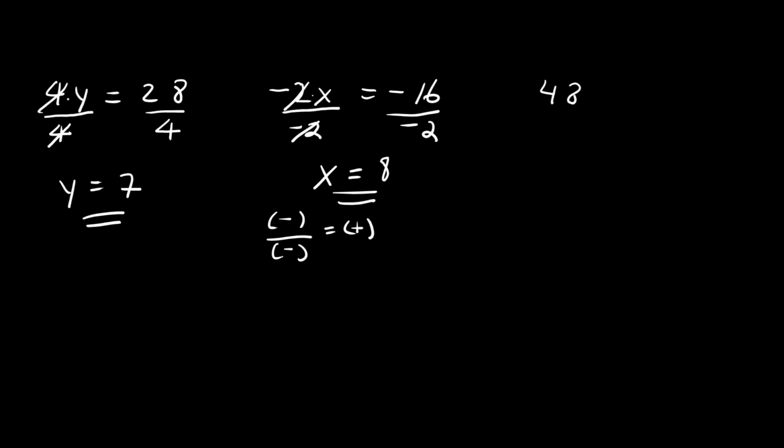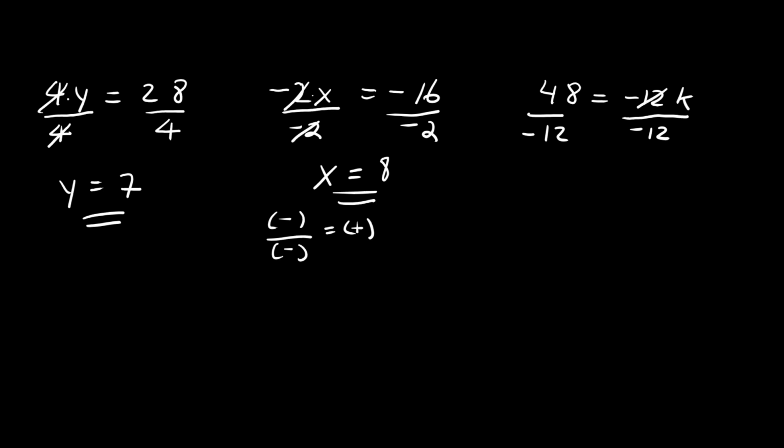Try this other one. 48 equal negative 12k. This is very similar. The only thing is that the k, instead of being on the left side, is on the right side. The variable is on the right side. We mostly see the variables on the left side, but there's not much difference.